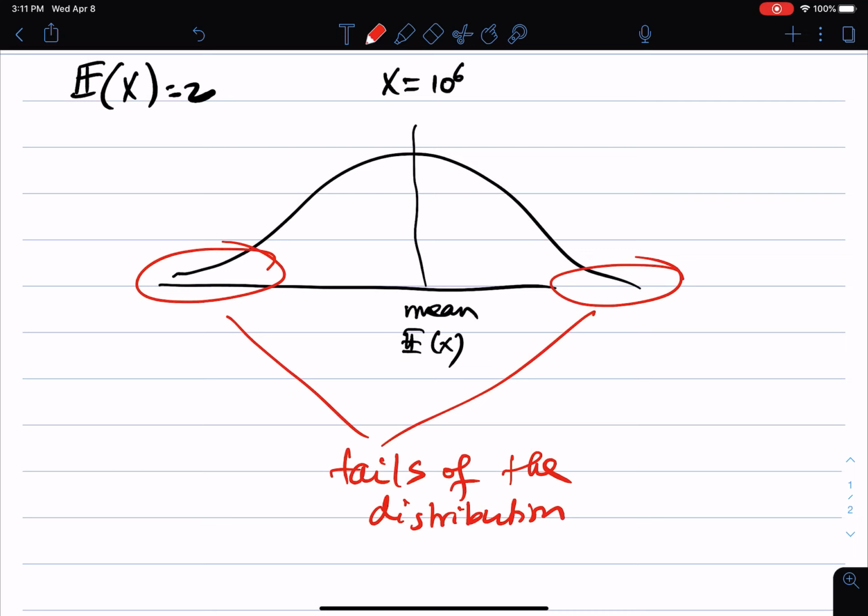So you hear about distributions that have a very long tail or a very fat tail and so on. What is meant is that these are the extreme points of the distribution. So if you look at the tails of this distribution, then you can start thinking of different scenarios where the mean is more meaningful in some than in others.